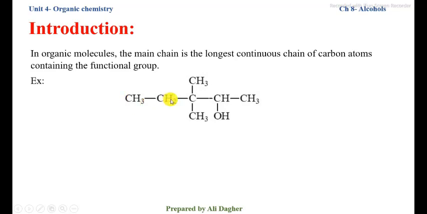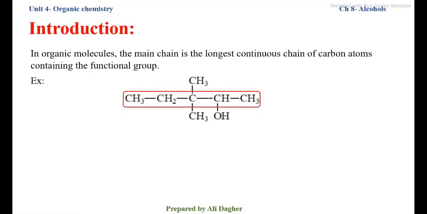That means 1, 2, 3, 4, 5. This is a carbon chain. 1, 2, 3, 4. This is a carbon chain. 1, 2, 3, 4. This is a carbon chain. The longest one that contains the functional group, which is the hydroxyl group OH, is the one on the line, which is 1, 2, 3, 4, 5, a chain of 5 carbons. This is the main carbon chain.